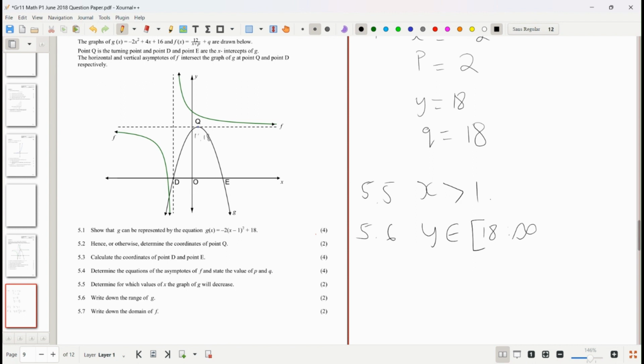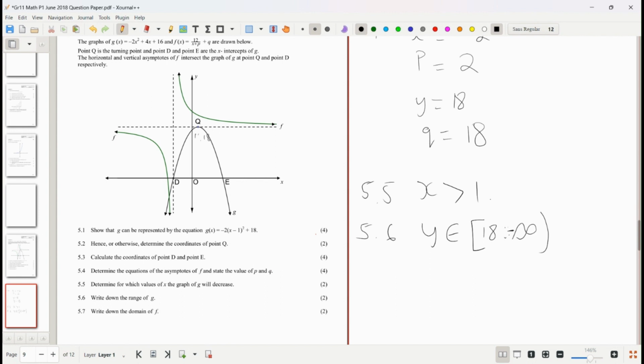To positive infinity or negative infinity? Remember, this graph is going down, right? So it has to be negative infinity, right? So don't forget that the maximum is 18 here. Why? It's going down, right? So it's from 18 to negative infinity. The 18 has to be included because it's the turning point here.